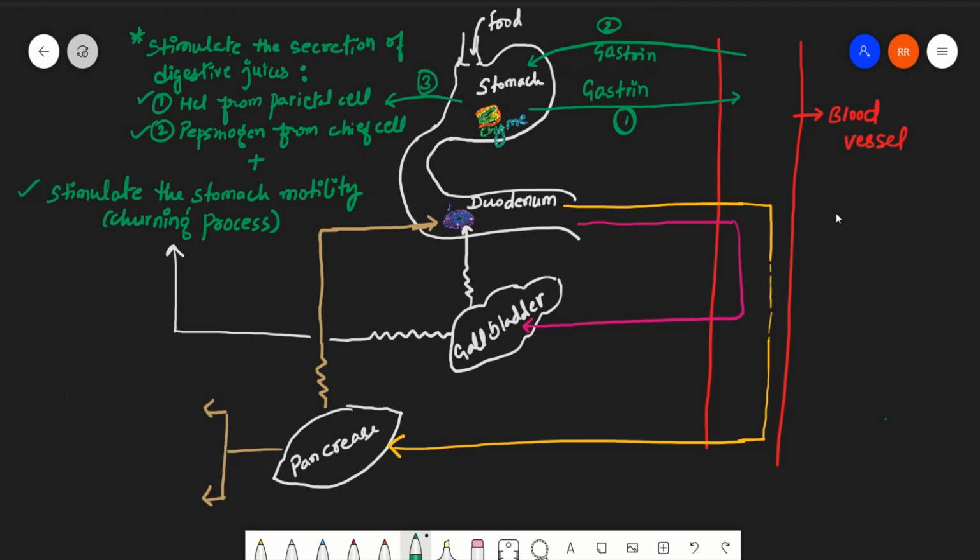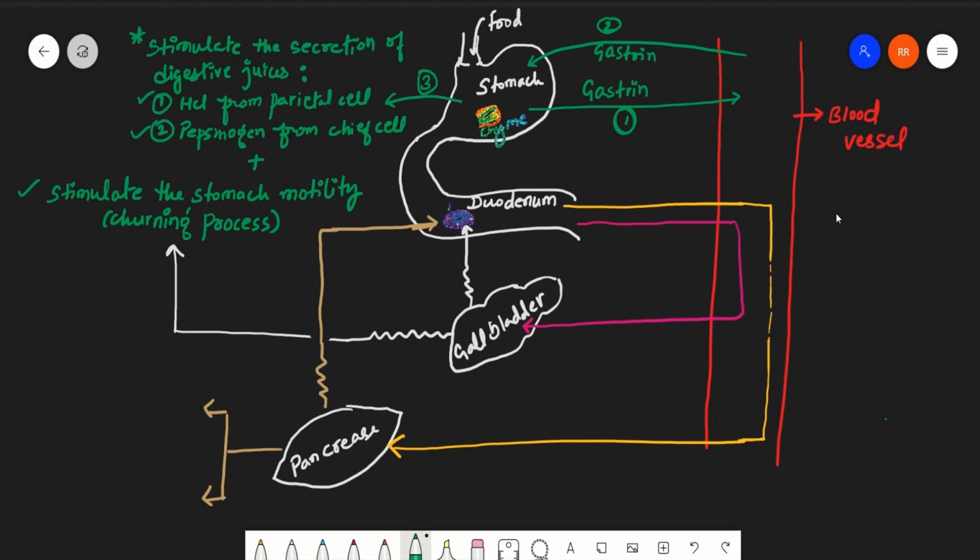So here two things are going on. First, the release of gastrin in the blood circulation. This is a hormone, and through blood circulation it will go and come back to the stomach, and then the stomach will release some of the digestive juices like HCl and pepsinogen, and also stimulate the churning process.